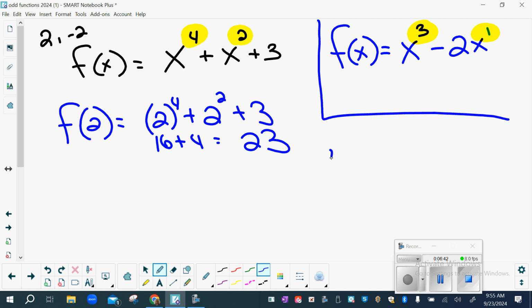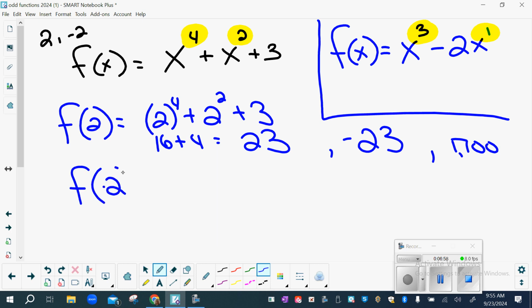That's what even would be. Here's what odd would be, right? And here is what anything else would be, 1700. I don't know, something else, right? Even, odd, nothing. So now go ahead and plug in -2 and see what happens. Does it get you 23? Does it get you -23? Does it get you 75,000?